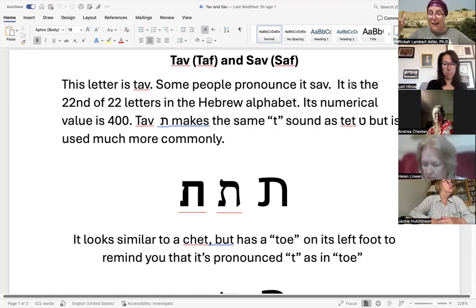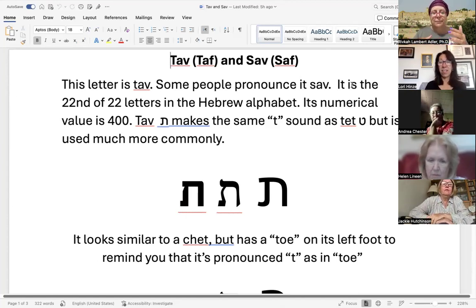This is the last letter, you guys. We've been through the 22 letters of the Hebrew alphabet, and this last letter has a couple of different forms and a couple of different pronunciations, unlike some letters that have just one form and one way to pronounce it. This letter is called Taf. Some people call it Saf. This letter is the last, its numerical value is 400, and it makes the same sound as the letter Tet, which also makes the T sound.